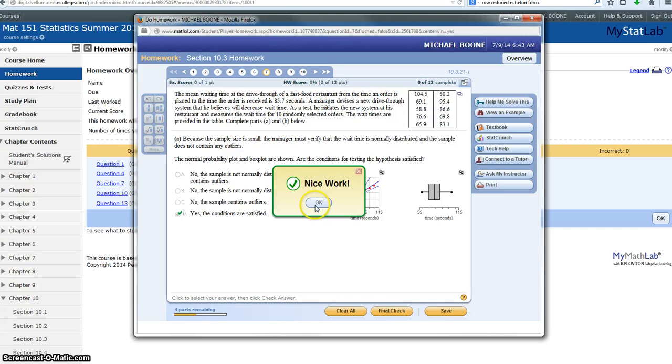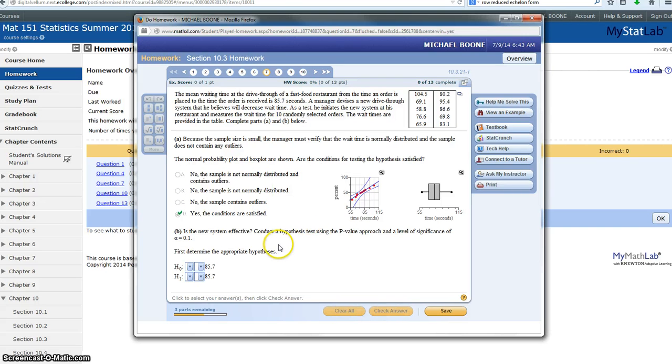And so now that the conditions are satisfied, we can make our conclusions and determine the hypothesis and all this good stuff. So up here it says that the time from order placed to order received is 85.7 seconds. That's what is known at the fast food restaurant. So my null hypothesis is that the mean time, it's not a proportion, it's not a standard deviation, it's a mean, is equal to 85.7.